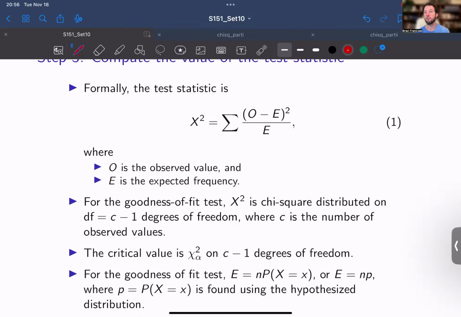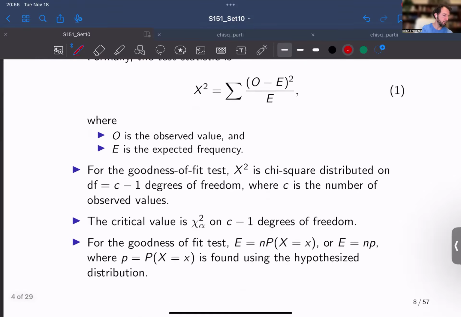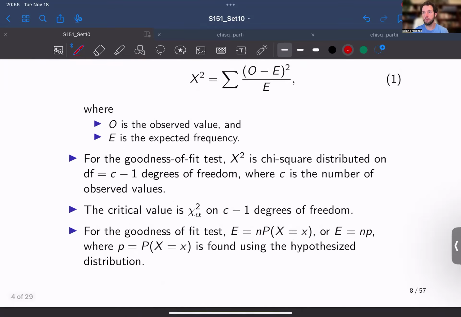So for example, in the die rolling illustration, there are 6 possible outcomes on a die, so little c would be 6 in that case. To compute the expected values, we take our sample size and we multiply it by the theoretical probability of observing that outcome. And this will make more sense via illustration. But in the case of the die rolling example, let's say that I observed 90 ones when I rolled the die 500 times. The expected number of outcomes would be 500 times 1 over 6. And then we'd be taking the difference between 90 and 500 divided by 6.